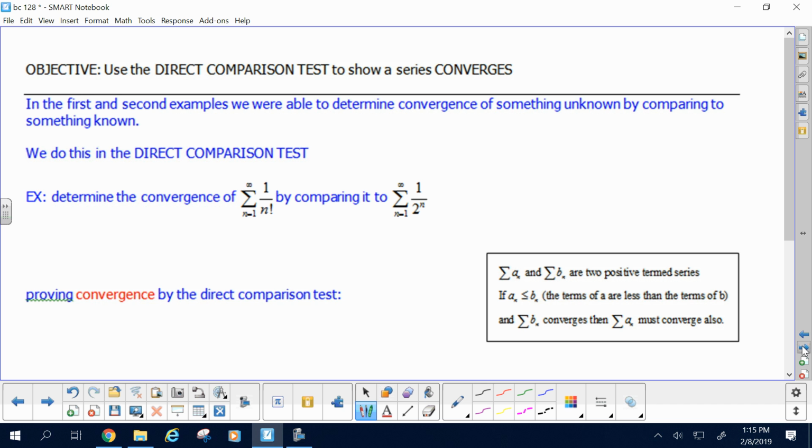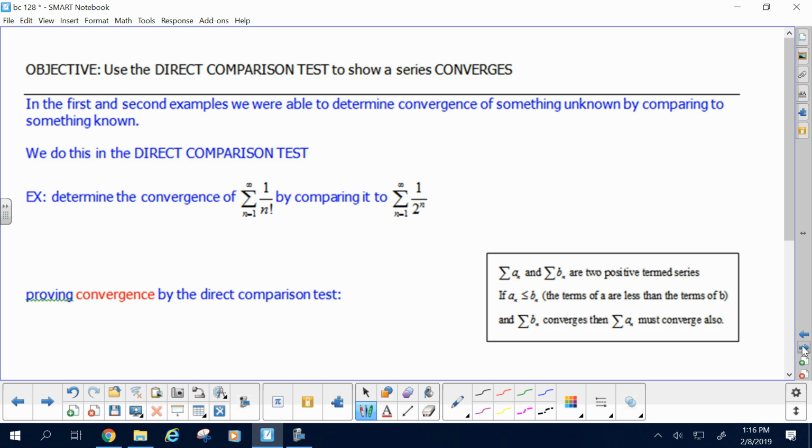You're always going to take the one they ask about and figure out something that you know about, like its convergence or divergence, and compare the two. You know a ton about this one. What about this series? It's geometric, and does it converge or diverge? Converges, okay? Now my hope is that I will be able to show this is even less than this one. And if this has a finite sum, and that's less, surely this must also be finite as well, right? That's the thought process.